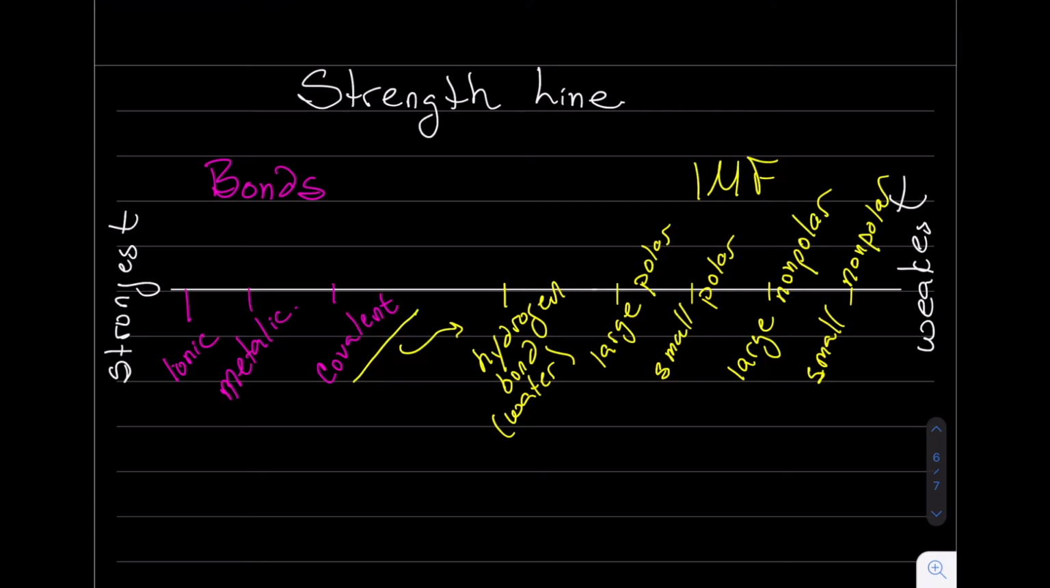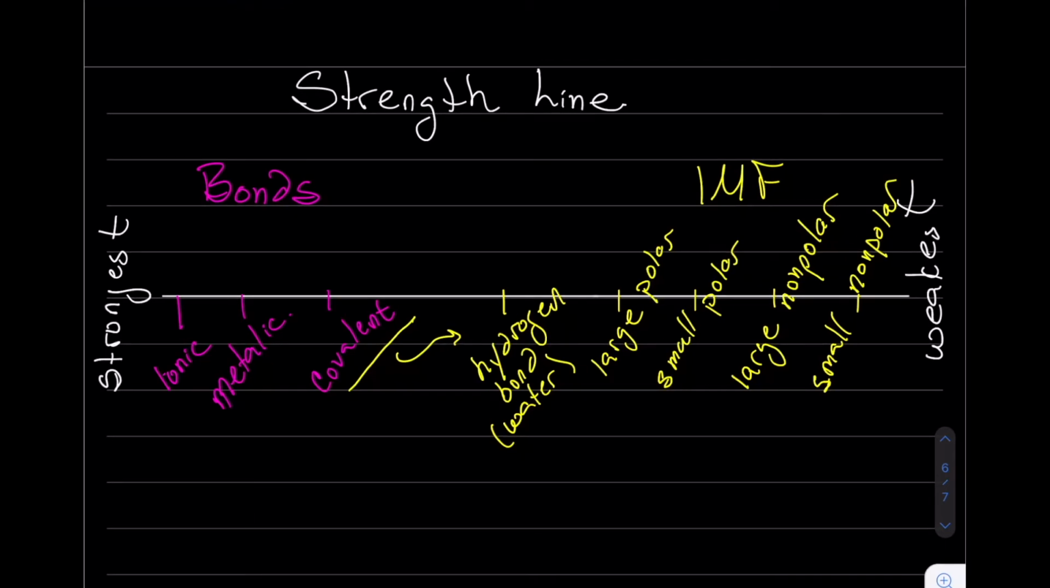Okay, so from this strength line, what you should be able to see is that bonds are stronger than IMFs. And if we were to rank things, you would start with ionic, metallic, and covalent for strength of bonds. And then within the covalent, if you have water, it will be the strongest of the covalent because of the IMFs, and then large polar molecules, small polar molecules, large nonpolar, and small nonpolar.